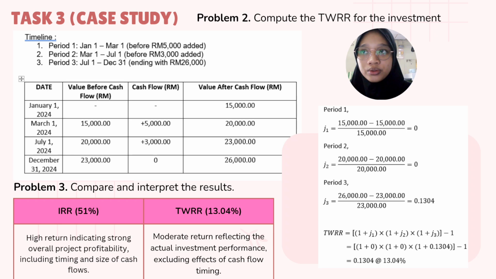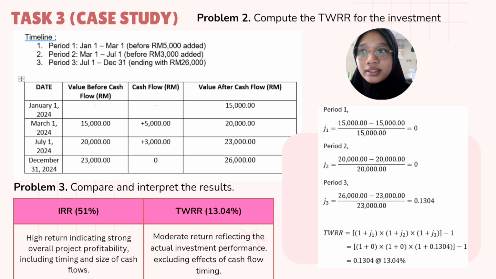Okay, next we go to problem 2, compute the TWRR for the investment, the time-weighted rate of return. So this is the timeline. There are 3 periods. Period 1 is before 5,000 ringgit Malaysia is added. Period 2 is before 30,000 ringgit Malaysia is added. And the last one is period 3, ending with 26,000 ringgit Malaysia.